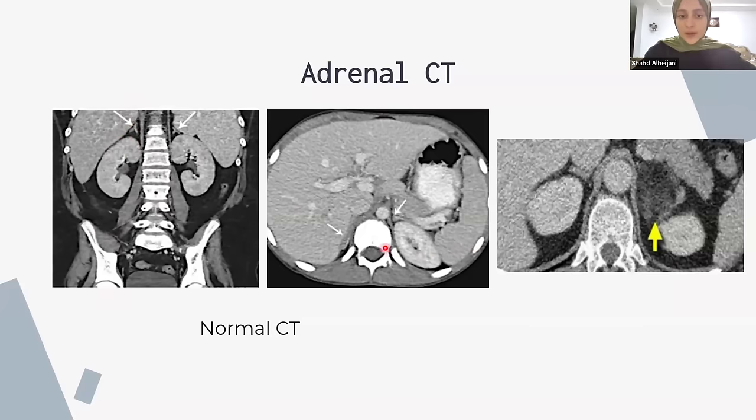And on CT, again, you can see anything above the kidney, those are the adrenal glands. And here again, you can see the adrenal gland. Again, as we know, the right kidney will be pushed lower than the left kidney because of the liver. So here you can see the top of the adrenal.